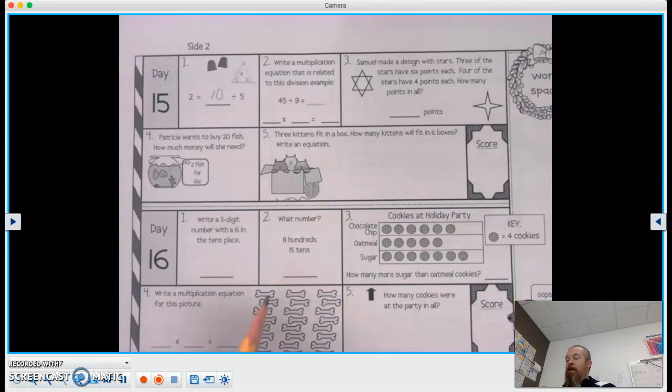Okay? All right. Number 2, write a multiplication equation that is related to this division example. Well, first let's finish our division problem. And I see it's 45 divided by 9 equals what? 45 divided by 9. Is it 4? 9 times 4? No, it's 36. 5? 9 times 5? That's 45, isn't it? 9 fives is 45.